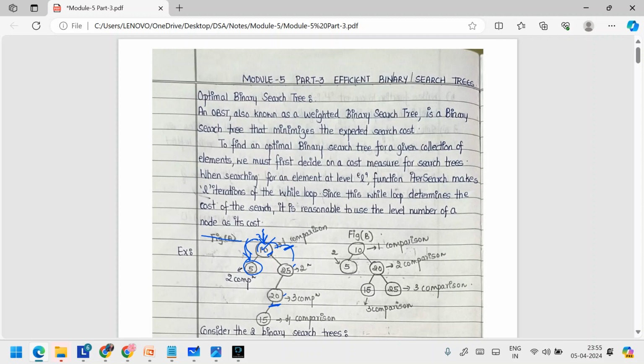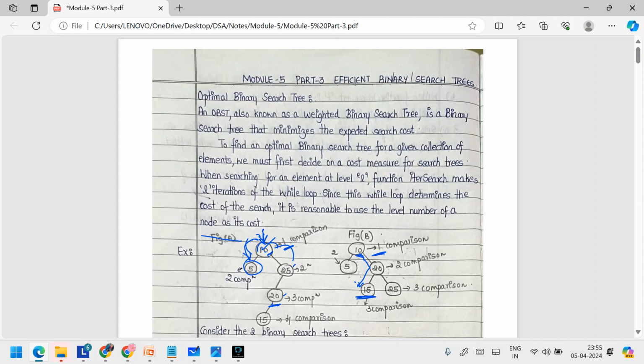Here also, if you look at figure B, if I want to find the element 15, I start at root 10. So one comparison. Then from 10 I go to 20. So two comparisons. From there I come to 15. When I reach 15, I have found the element. So the total number of comparisons needed is 3. So a binary search tree with some cost. Here the cost is the number of comparisons. So this can be considered as an optimal binary search tree.